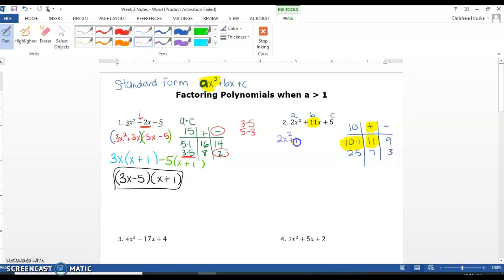So I have 2x squared plus 10x plus 1x plus 5. So again, I'm taking a trinomial, 3 terms, and creating 4 terms. I'm splitting the middle term. 11 becomes 10 plus 1. So I can have 4 terms so I can group.